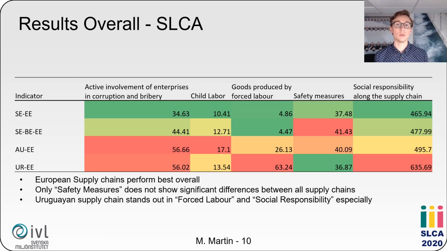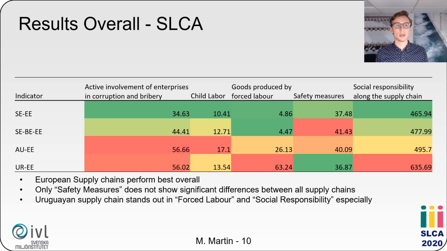This table shows the results of the social LCA for each supply chain in all of the 5 categories. And you can see that the Swedish supply chain performs best for 4 out of the 5 categories that we checked. There's also a large difference between the European and the non-European supply chains, where the non-European supply chains perform significantly worse in 4 out of the 5 categories that we tested.